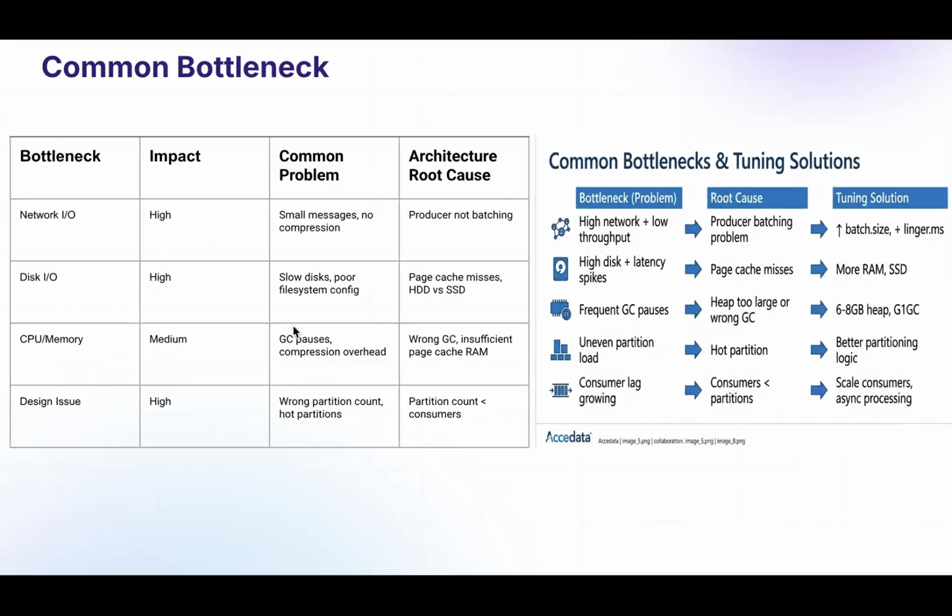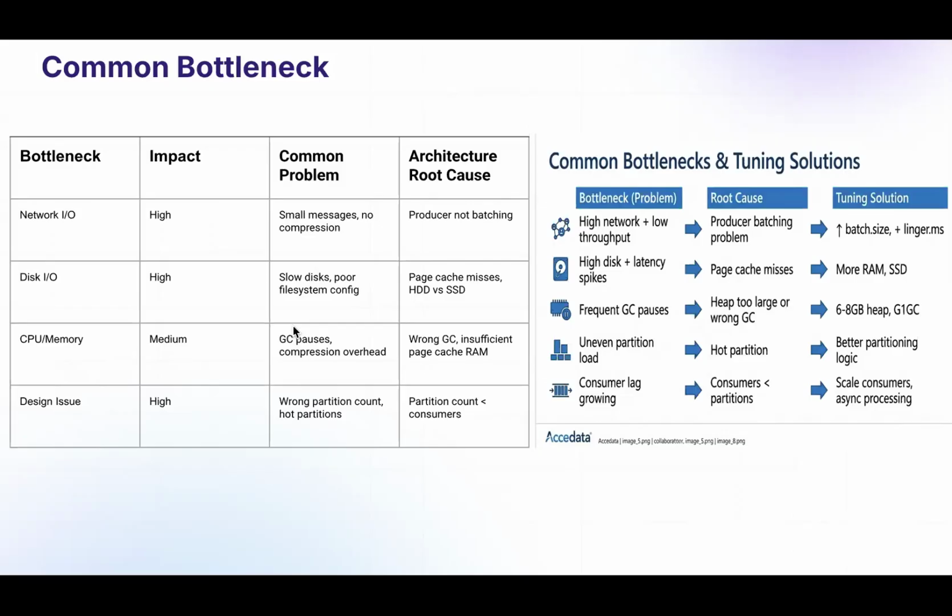Use this quick diagnostic guide. High network with low throughput means a batching problem. High disk with latency spikes means a page cache issue. And frequent GC pauses means a heap problem. Uneven partition load means a design problem. And consumer lag growing means you need more consumers or async processing.